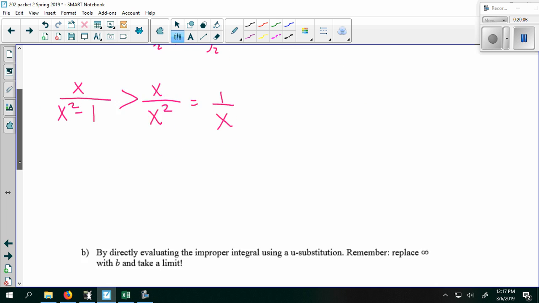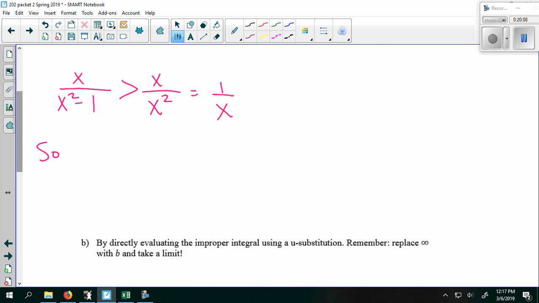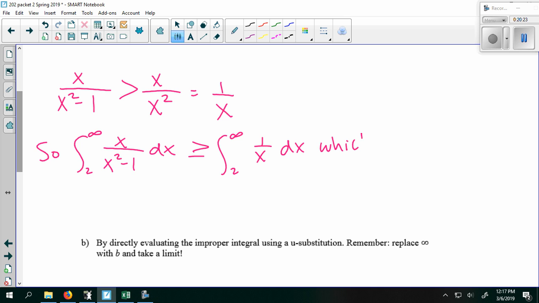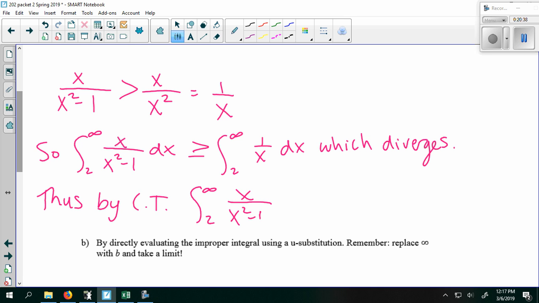So let's write out the conclusion. The integral from 2 to infinity of x over x squared minus 1 dx is larger than the integral from 2 to infinity of 1 over x dx, which diverges. So my integral diverges also. By the comparison test, the integral from 2 to infinity of x over x squared minus 1 dx also diverges.